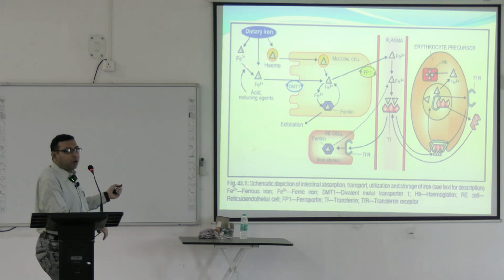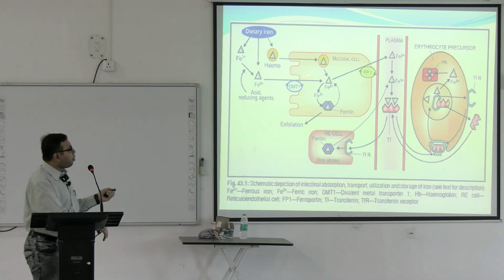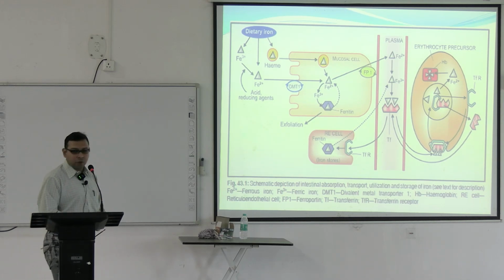And this conversion of ferric iron to ferrous iron happens due to the gastric juices present in the stomach, and different types of reducing agents present in the foods also lead to the conversion of the ferric form to the ferrous form. Now you can see heme iron also goes inside, and the ferrous form also goes inside by means of the divalent metal transporter 1. This is in the intestinal mucosal cells.